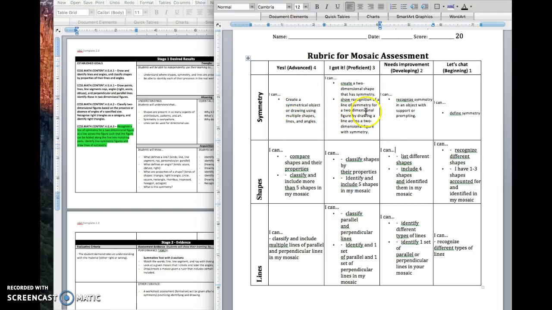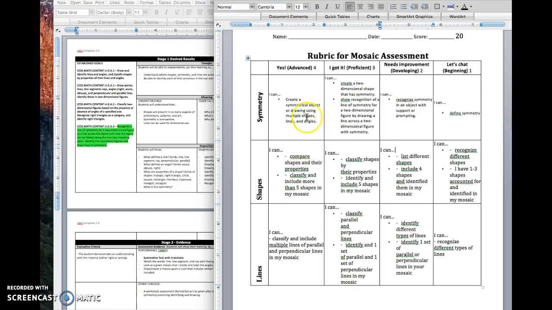So if you're already creating one thing, a way to make that more advanced is to create something using, like, synthesizing ideas. So if they were able to make their entire mosaic symmetrical, that would be so advanced. So I just said create a symmetrical object or drawing, and so in this case it would be a mosaic, using multiple shapes, lines, and angles. So that could then pull in some of the other pieces.